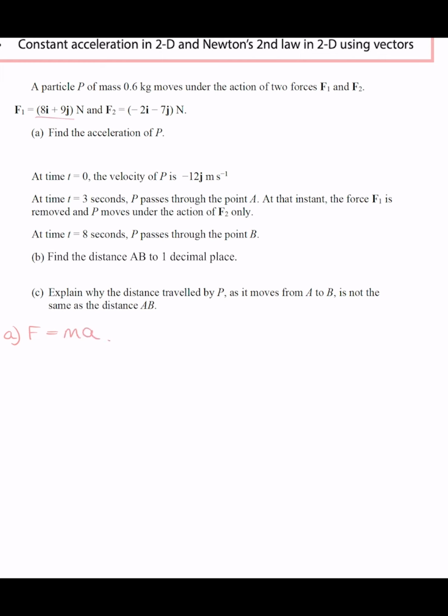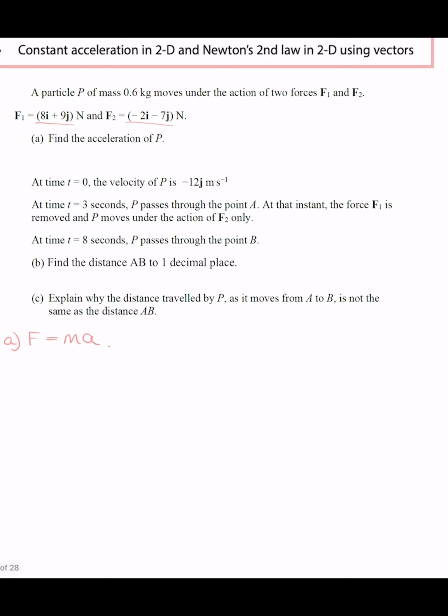Now we've got two forces, we're going to add them up. Even if you see in a question it talks about resultant, it just means the result of adding the two up. We're trying to find the acceleration, so we rearrange to get F over m. So we've got 8i plus 9j plus minus 2i minus 7j, all divided by the mass, which is 0.6.